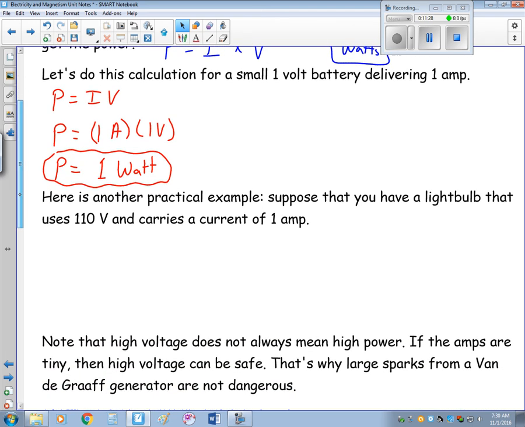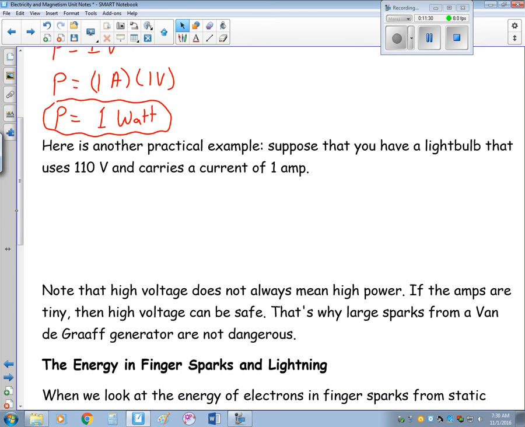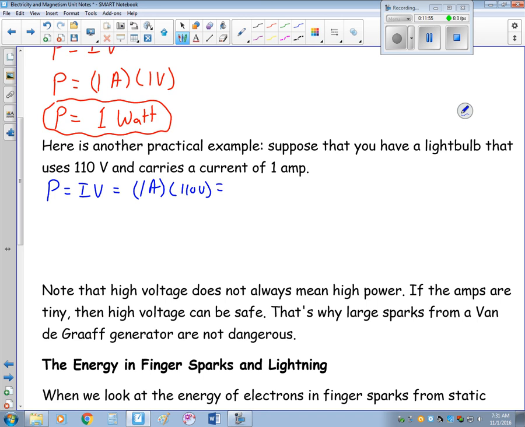Here's another practical example. Suppose we have a light bulb. A light bulb uses 110 volts because that's the voltage to your house, and it carries a current of 1 amp. So it pulls 1 amp from the wall. Doing this calculation, 1 amp times 110 volts equals 110 watts.